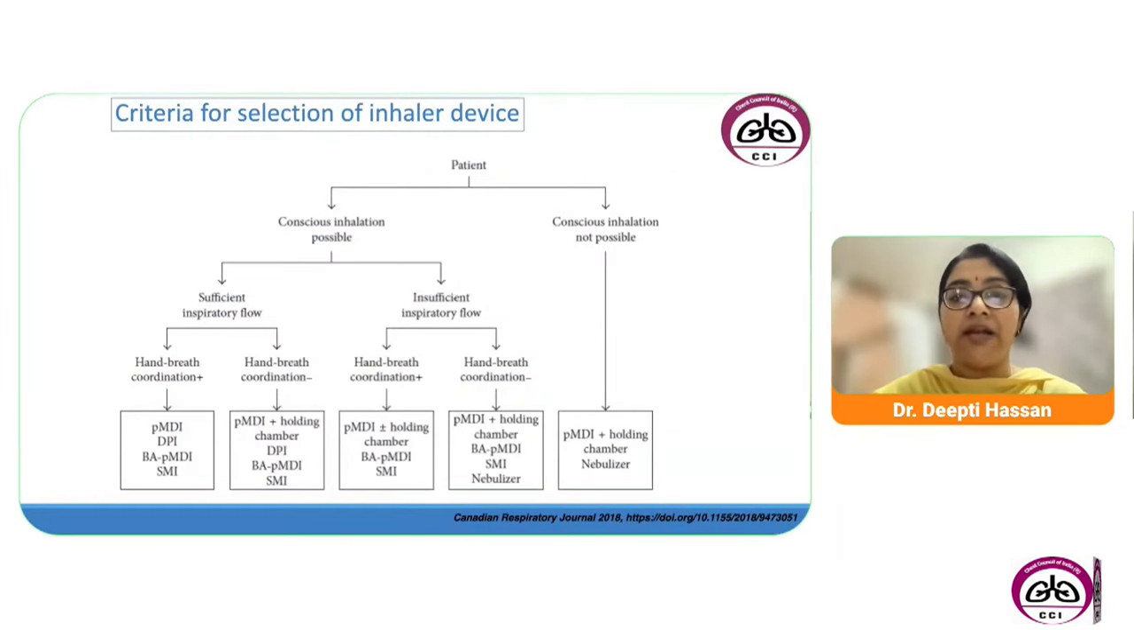And how do you select? If the patient is not having conscious inhalation, you can go for an MDI with spacer or a nebulizer. If conscious inhalation is possible and there is a good inspiratory flow with hand-breath coordination, we can go for an MDI, DPI, or a breath-actuated one. If there is no hand-breath coordination, then you have to use a spacer. If there is insufficient flow, the patient is not having a good flow, but good coordination, you can still go for an MDI or a breath actuated one, with or without spacer, depending on the coordination. And if there is no coordination, again, we go back to an MDI with spacer or even a nebulizer.